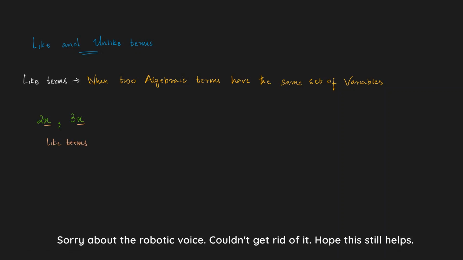Let's look at another example. Let's say 3a and 4a. Again, the variable for the first algebraic term is a, and the variable of the second algebraic term is also a. So they're both having the same variables, so we call them like terms.